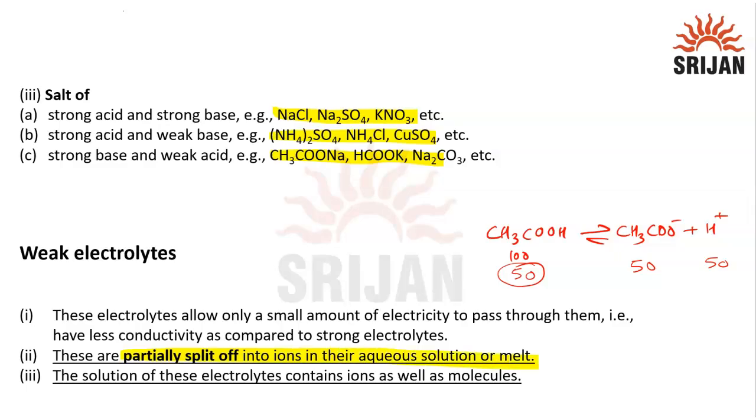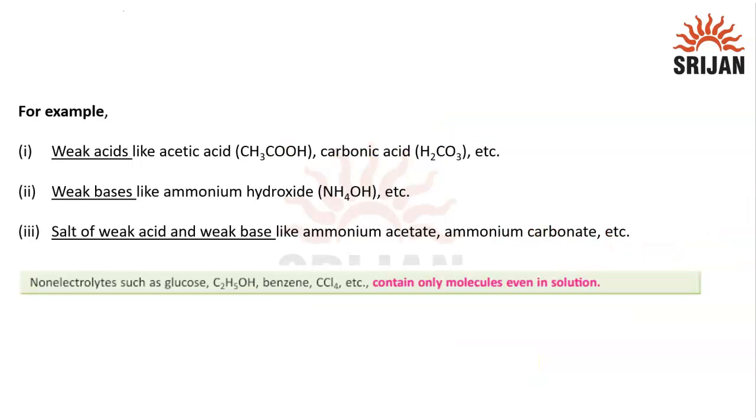So as the number of ions is low, obviously a small amount of electricity is going to pass through them as compared to strong electrolytes. The solution of these electrolytes contains ions as well as molecules. Here we have 50 acetate ions, 50 H plus ions, and 50 molecules of acetic acid as well. So along with the ions, we will also see some molecules in their undissociated form. Examples: acetic acid, carbonic acid, ammonium hydroxide, then salts of weak acid and weak base like ammonium acetate, ammonium carbonate, etc.